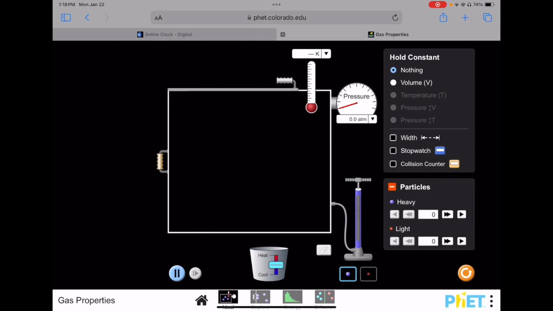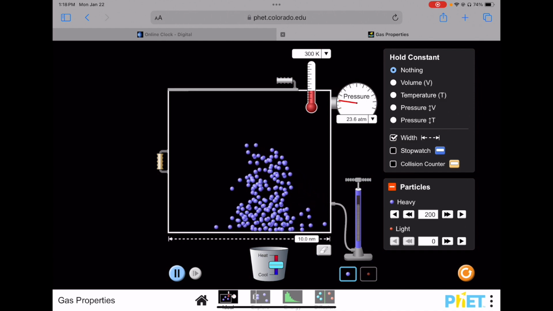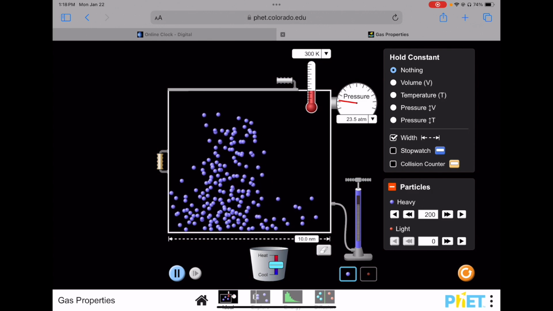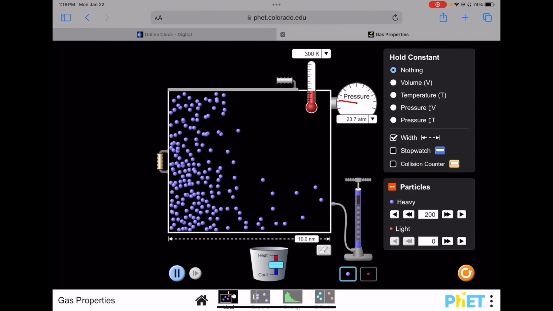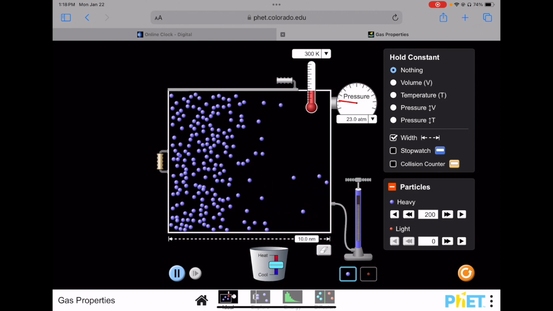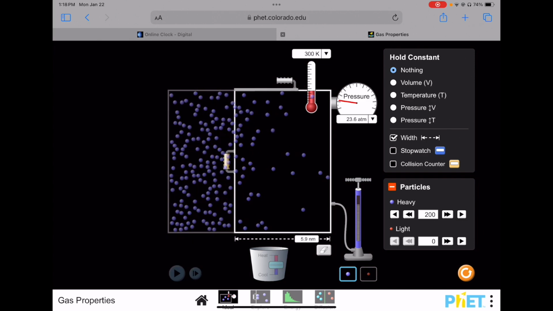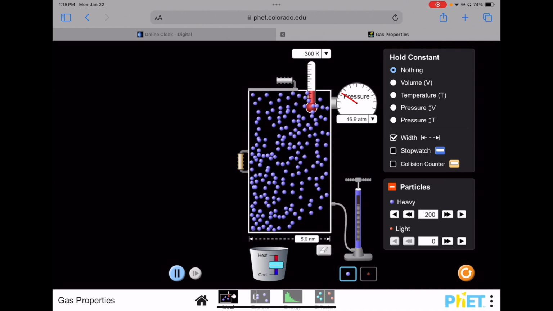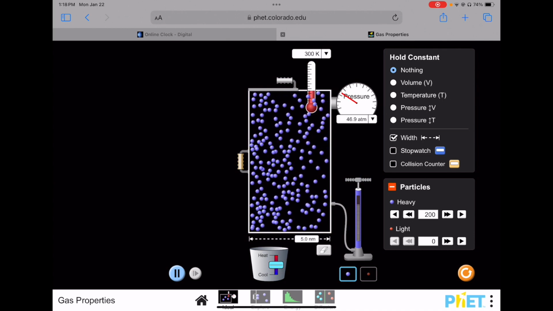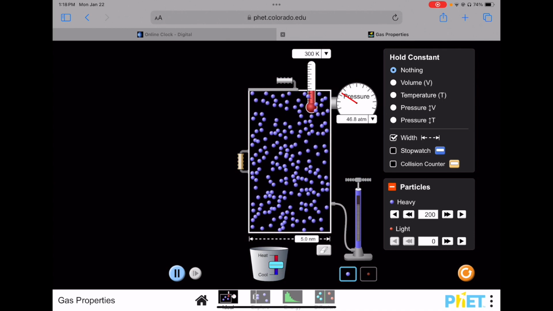We're going to start with 200 heavy particles in our container. But this time, instead of adding particles, we're going to make the container smaller. So as we make the container smaller, we see that because there's less space, there's more collisions with the particles. More collisions, more force, so the pressure increases.